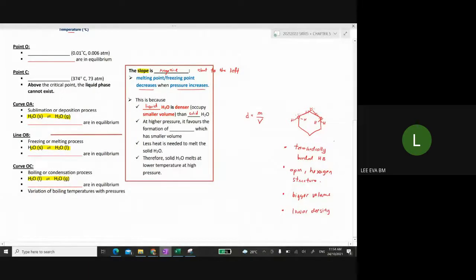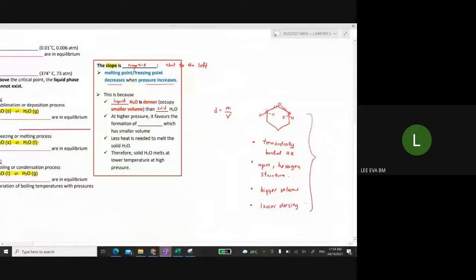So all of this refers to your ice, or we can also say the solid H2O, or maybe you want to use the symbol H2O in solid. So remember, tetrahedrally bonded hydrogen bond, we have an open hexagon shape structure. It gives you a bigger volume, which in turn gives you a lower density. So ice is less dense. So that one refers back again.